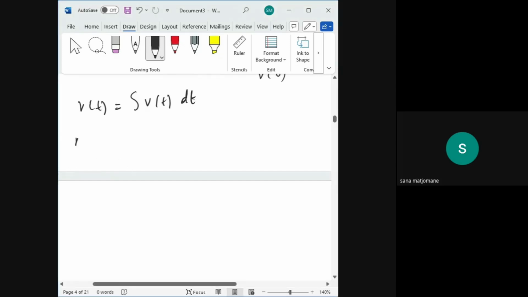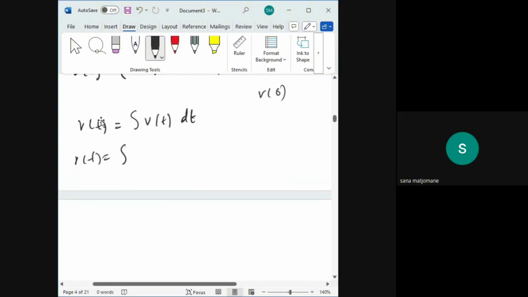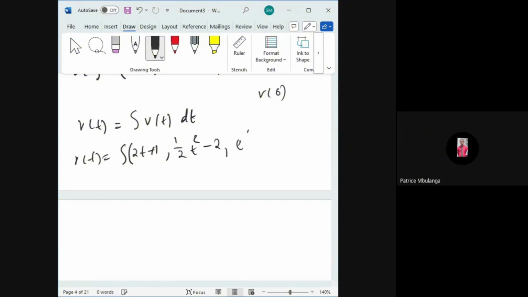Okay, so my r(t), I'm going to integrate. What's my v(t) equation? I'm sure someone wrote it down somewhere. Just call it out for me. It's 2t plus 1. Then half t squared minus 2. Then e to the power t minus e squared. Yeah, I remember that one.